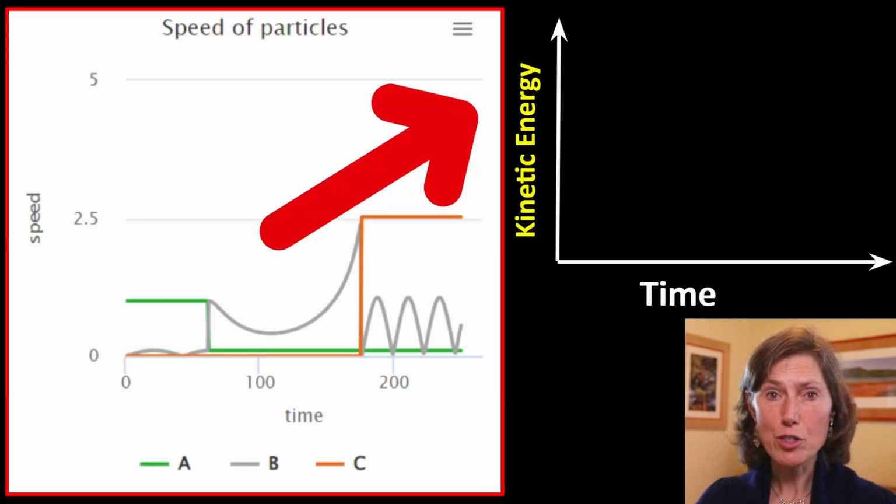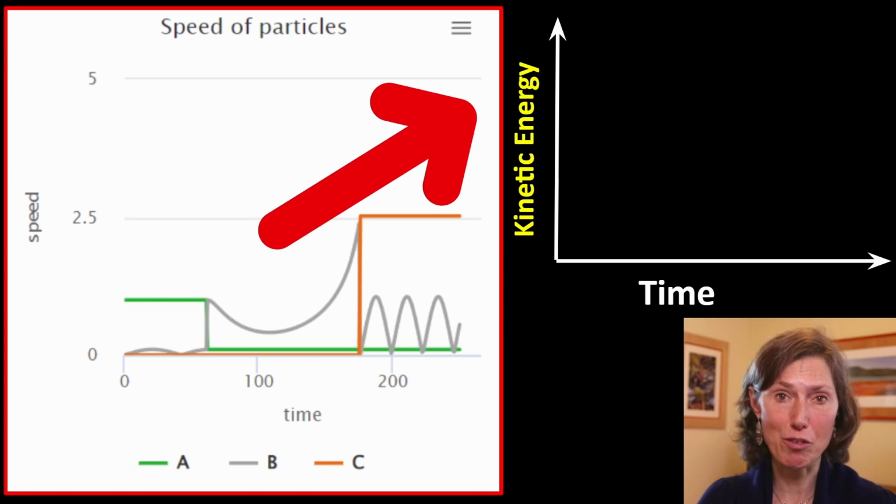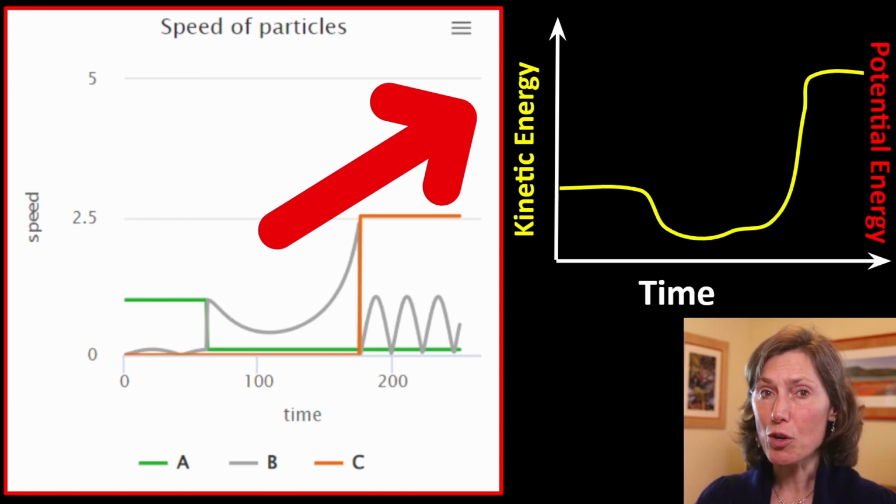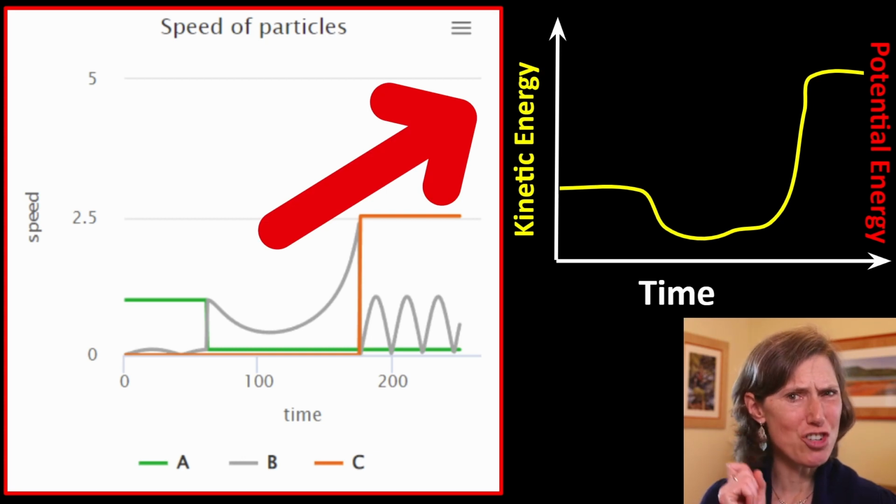For lesson 11, students are asked to transfer that speed diagram, shown here, to an empty set of axes, where they're basically connecting the speed of particles A, B, and C, respectively, to the kinetic energy that chemical species would have in a given chemical reaction. The yellow curve represents that trend in kinetic energy. But what about the potential energy?